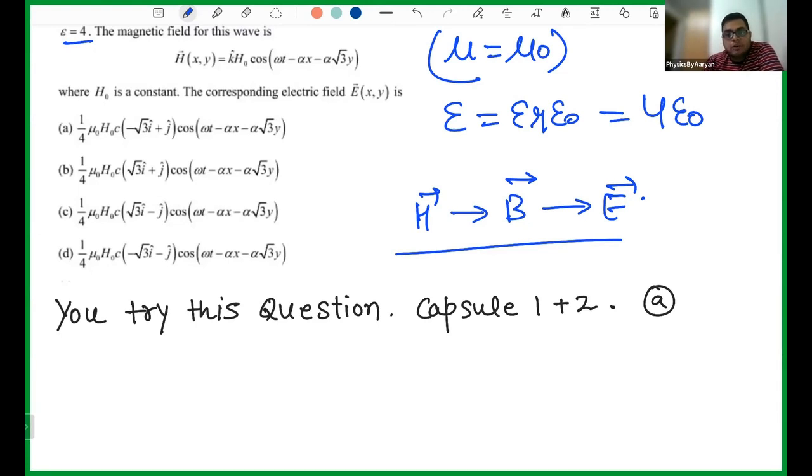Okay, so that was about capsule number 3. Capsules number 4, 5, and 6 are extremely important. Capsule 4 includes the Poynting vector, intensity, pressure, all those formulas. Capsules 5 and 6 contain electric field in dielectric material and electric field in conducting material. We have seen many questions coming from this topic.